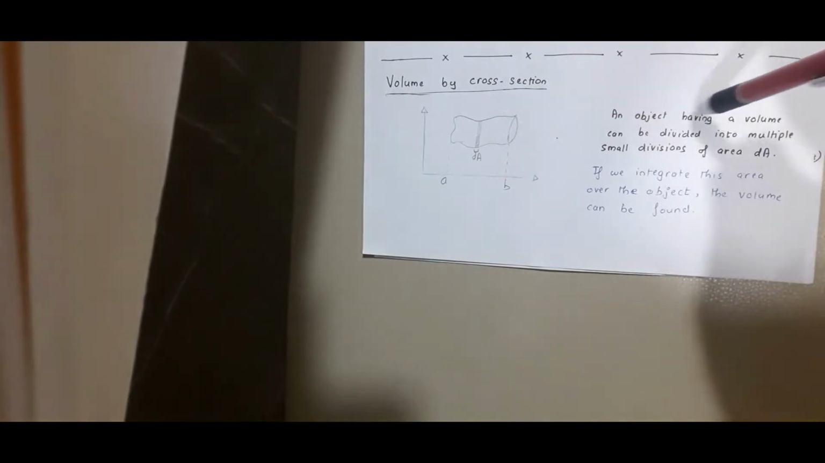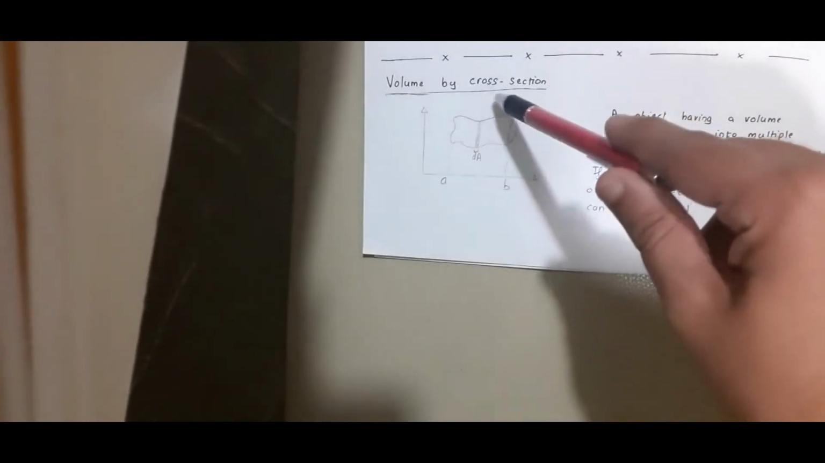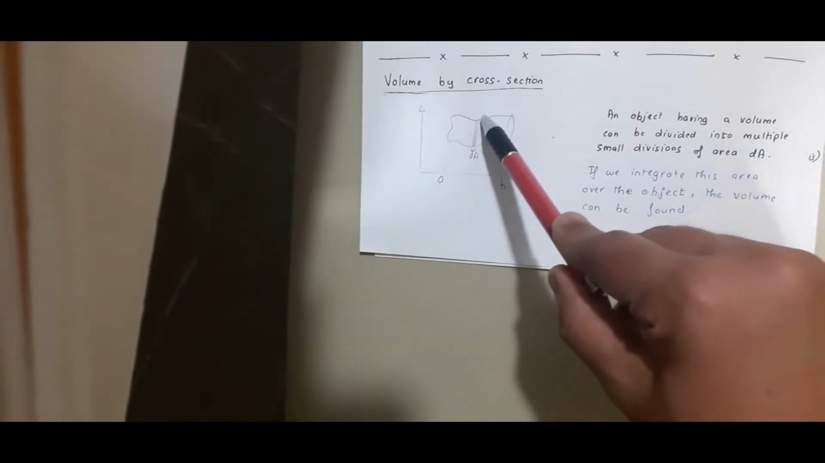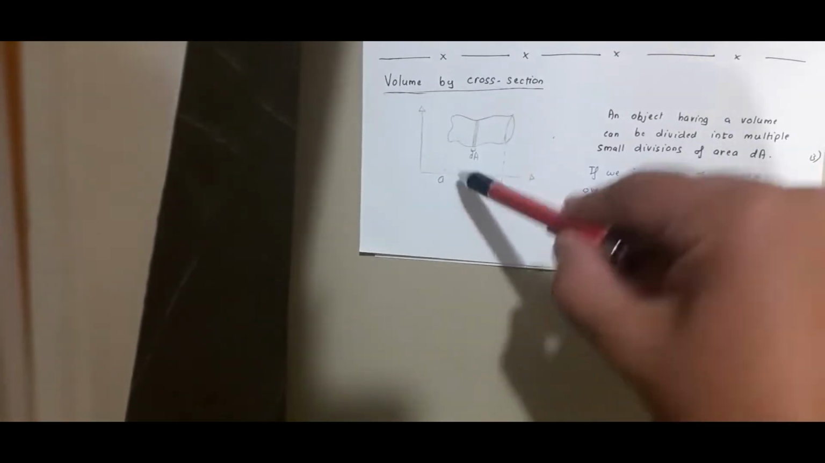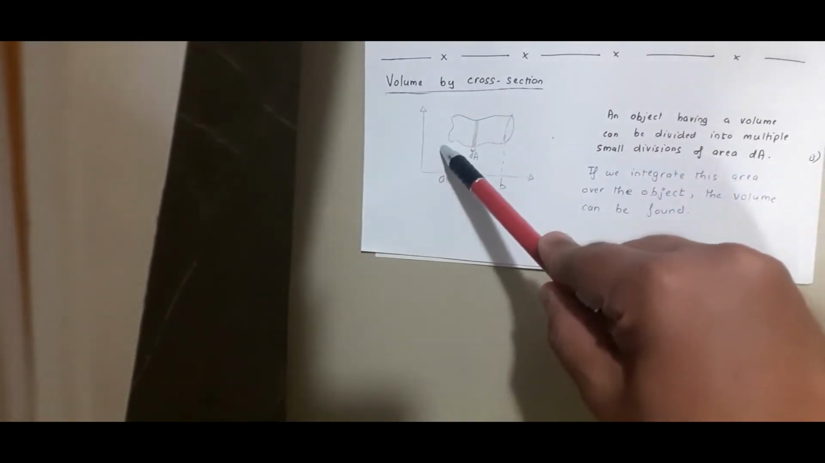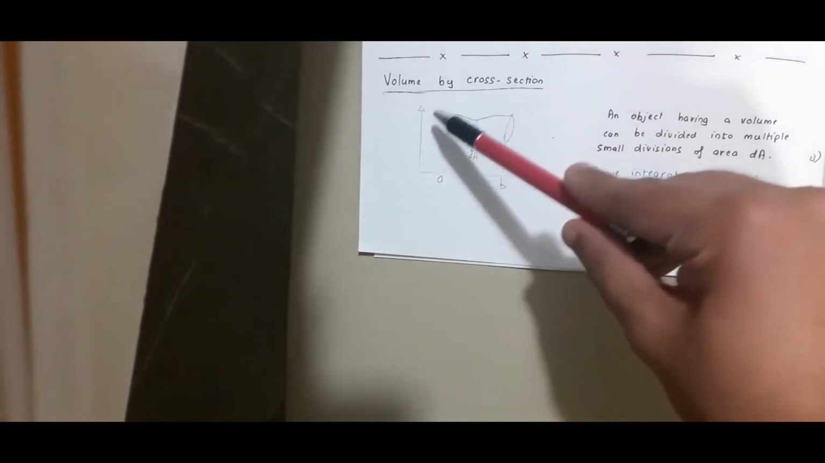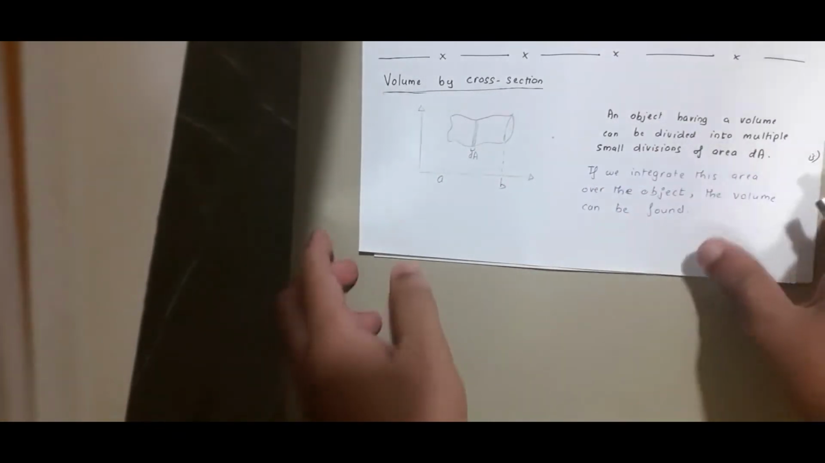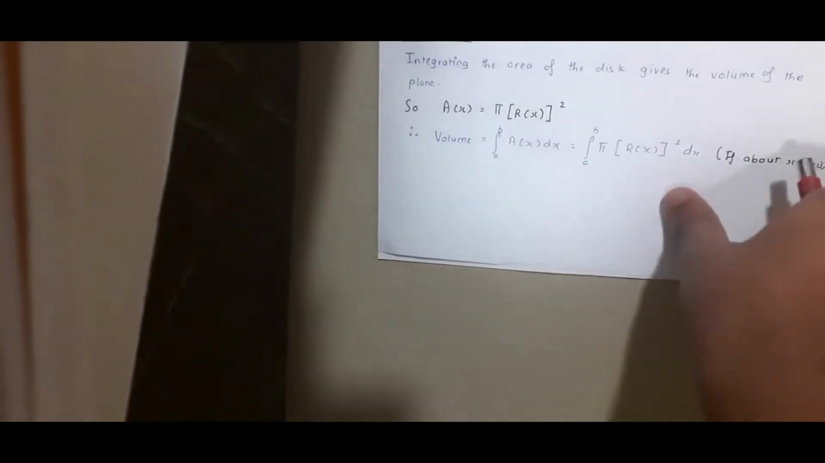An object having a volume can be divided into multiple small divisions of area dA. So if I take this object, I can take one thin slice of it, call it dA. Now if we integrate this area from the start, A, to the end, B, it will cover every possible dA strip, meaning that we are getting the volume of the shape. That's basically volume by cross section.